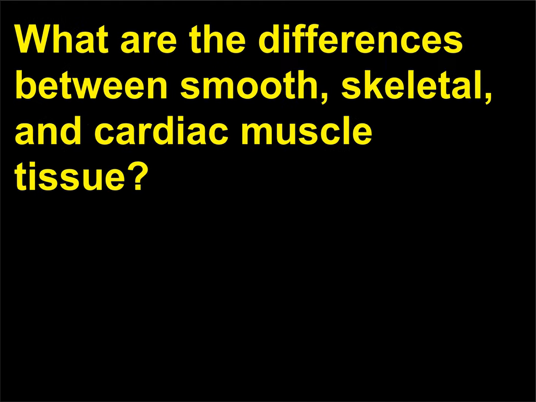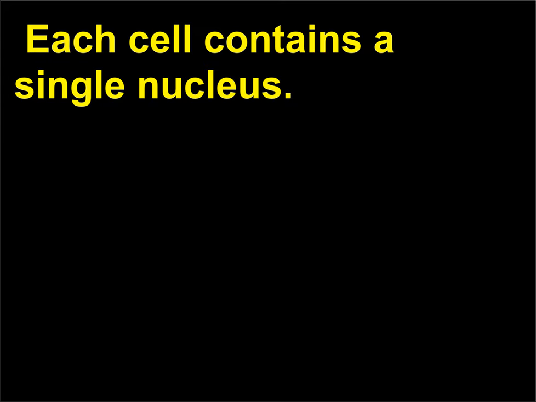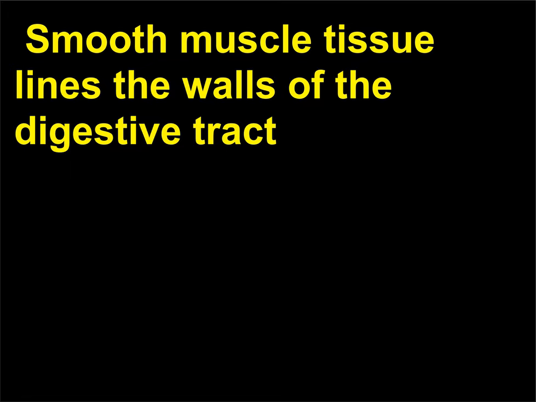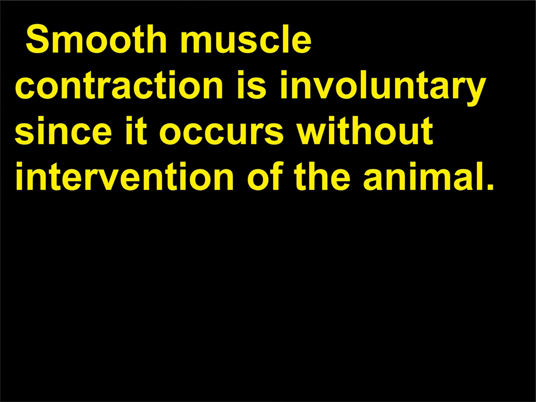What are the differences between smooth, skeletal, and cardiac muscle tissue? Smooth muscle tissue is organized into sheets of long cells shaped like spindles. Each cell contains a single nucleus. Smooth muscle tissue lines the walls of the digestive tract, stomach and intestines, blood vessels, urinary bladder, and iris of the eye. Smooth muscle contraction is involuntary since it occurs without intervention of the animal.